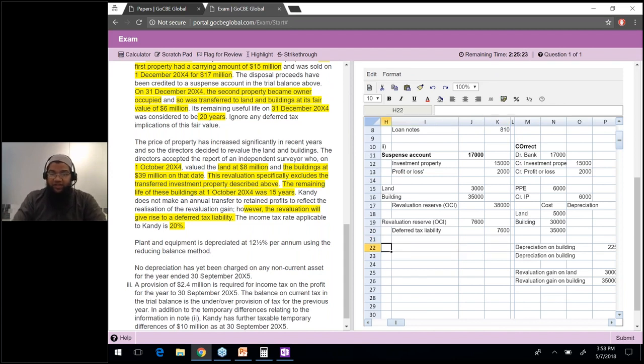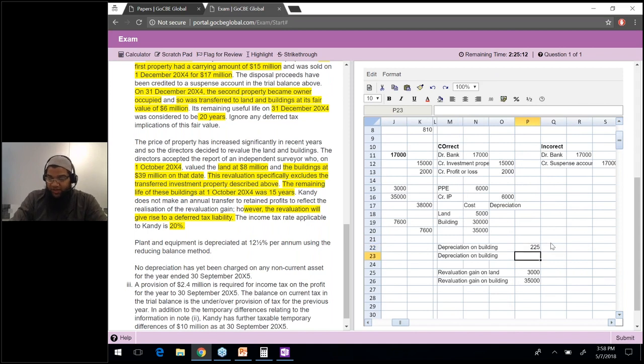Now we also need to charge the depreciation on the building, for which the question said that the remaining life was 15 years. We have already calculated the depreciation on 6,000. The fair value of the building at the start of the year, which excludes the investment property, 39,000, divided by 15 years will give us the depreciation on the remaining building. One building was transferred from investment property and one was held previously.